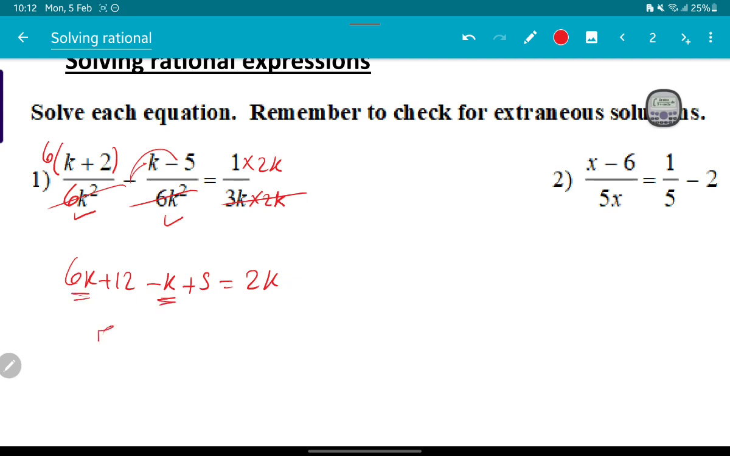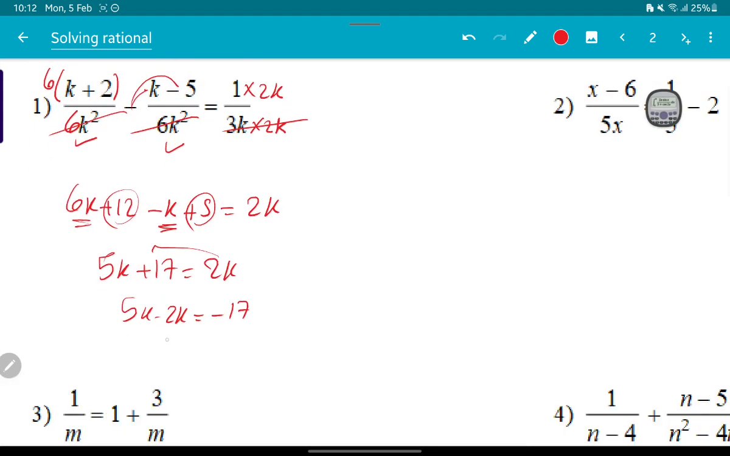6k minus k, it's 5k. 12 plus 5, which is 17, equals 2k. Now we can simplify by sending this to the left side by negative and the 17 to the right side. 3k equals negative 17 and k equals negative 17 over 3.